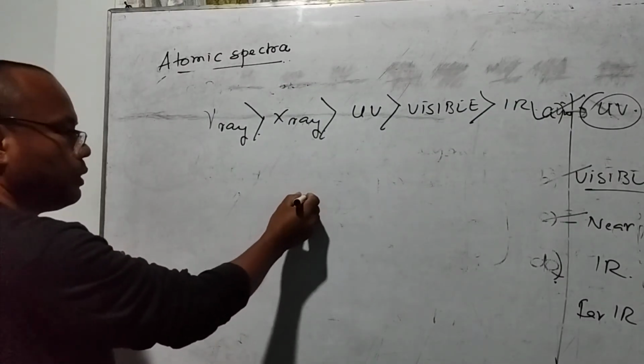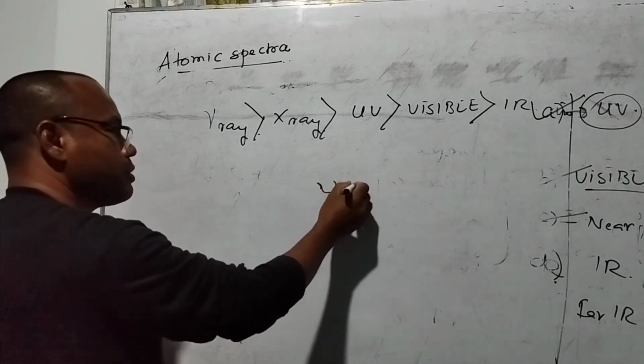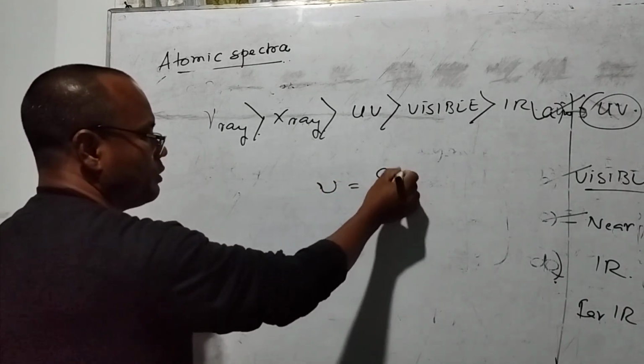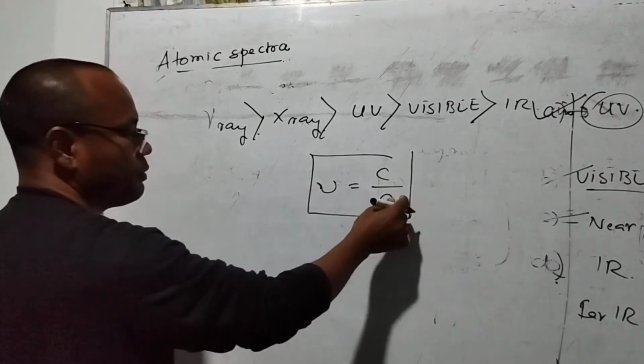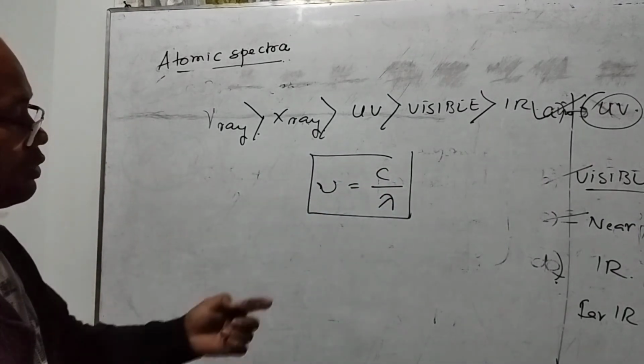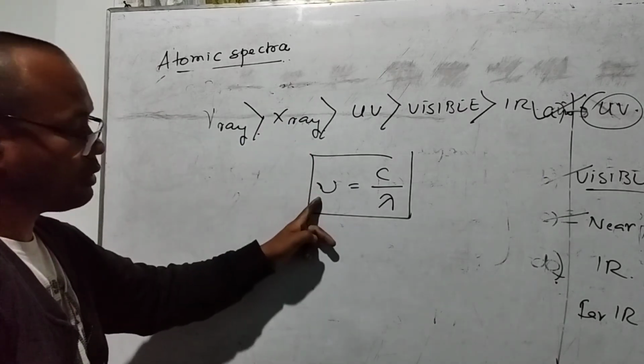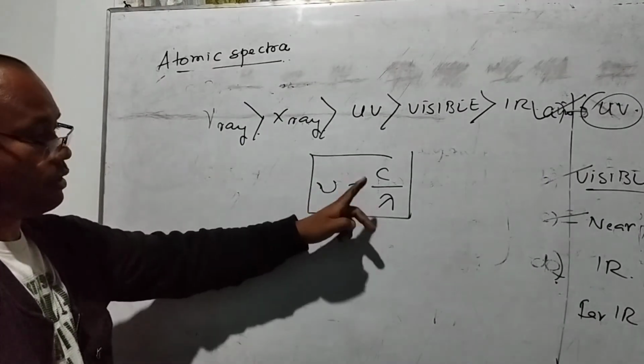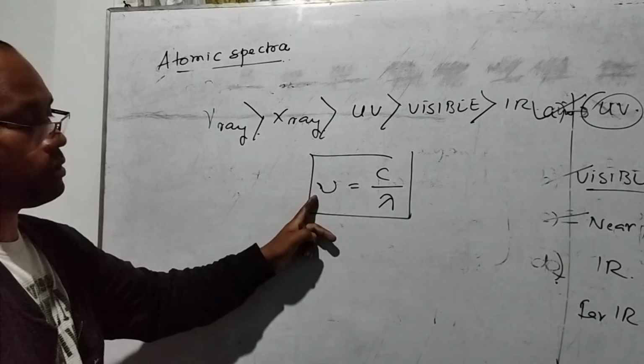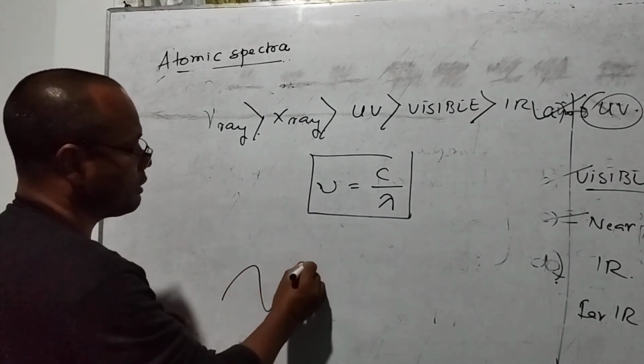Now, what is the relation between the frequency and the wavelength lambda? We know that frequency is the reciprocal of lambda. That means the shorter the wavelength, the greater the frequency. Greater frequency means shorter wavelength. The longer the wavelength, the lower the frequency.